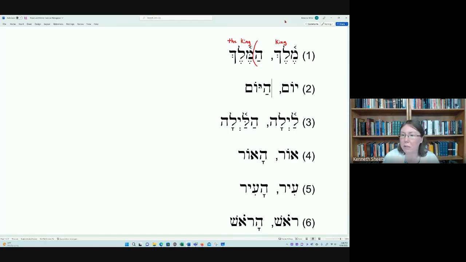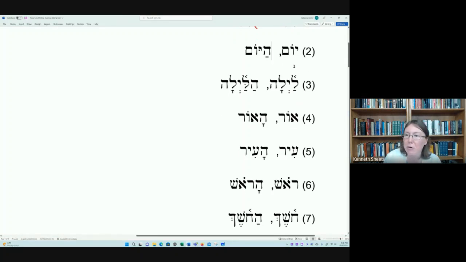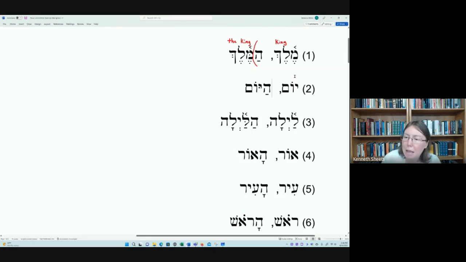Then also, next section, we have yom. And yom is the word day here. So we have yom, day, but if I wanted to say the day, then I would add hey with the pathach followed by the dagesh forte. And you can see that right there where I just drew my mark. So hey with the pathach followed by a dagesh forte, and that becomes hayom, and this would be translated as the day.